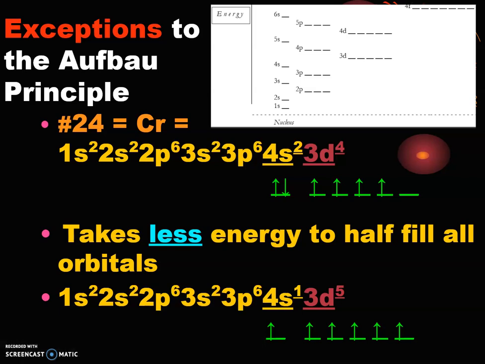As with any rule, there are always exceptions. And that's what science is. It is looking for patterns, looking for predictable outcomes. And then when you find out that something doesn't happen accordingly, it's explaining why something like this happens. So typically we fill everything according to this Aufbau diagram.